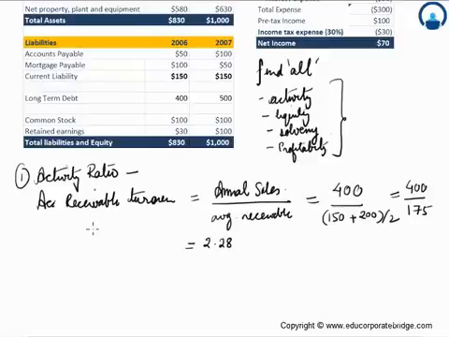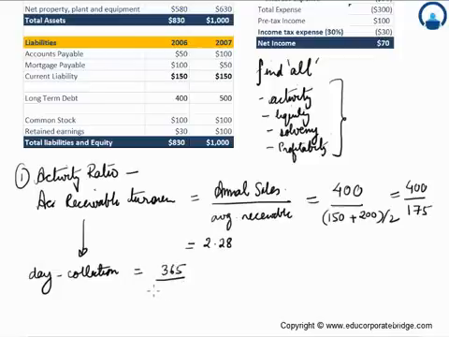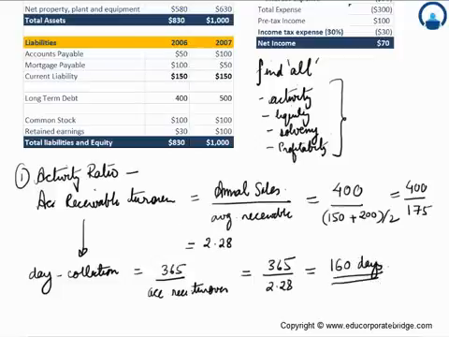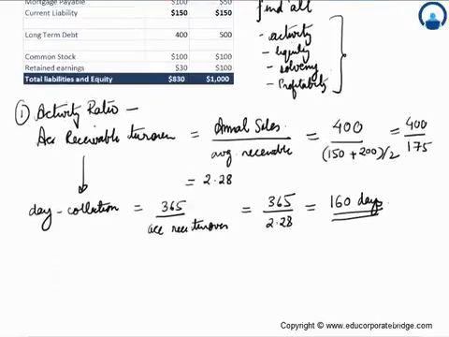And with the help of accounts receivables turnover, we can find the days which are required for collection. And we had defined these collection days as 365 divided by your accounts receivables turnover. So here it would be 365 divided by 2.28, and this comes out to be approximately 160 days. So this is part 1. We have calculated the first part of the activity ratio, which is accounts receivable turnover and days of collection. Now let us move forward and calculate the other set of turnovers and days.